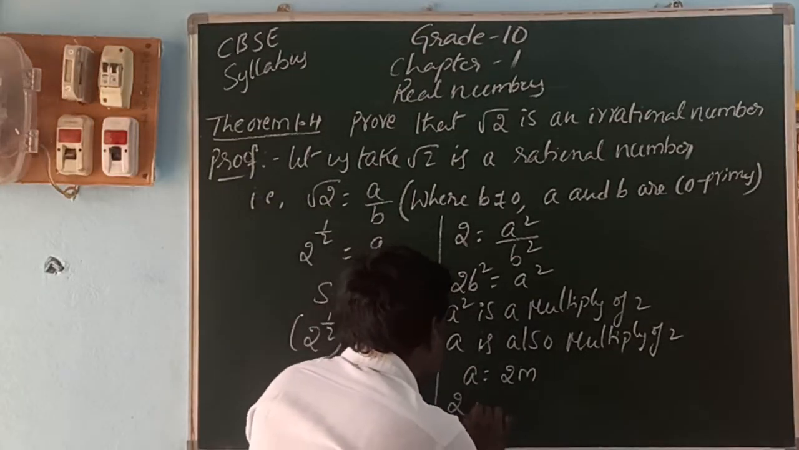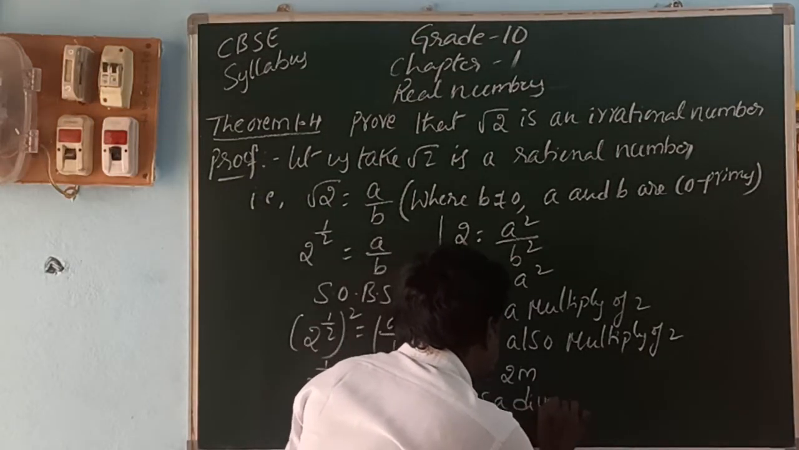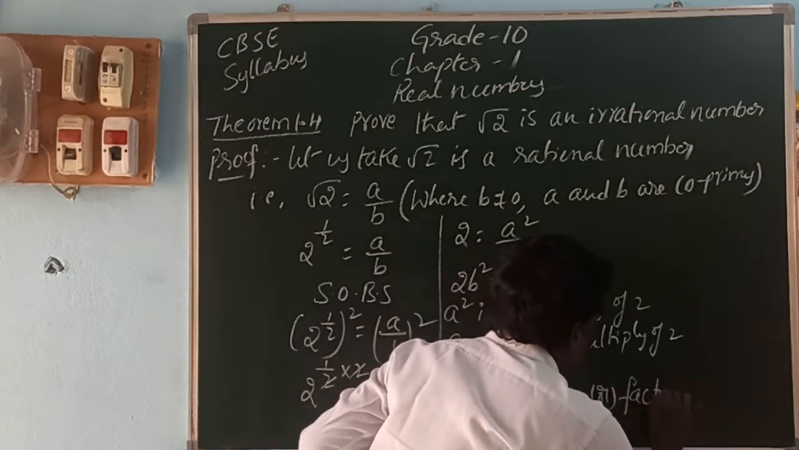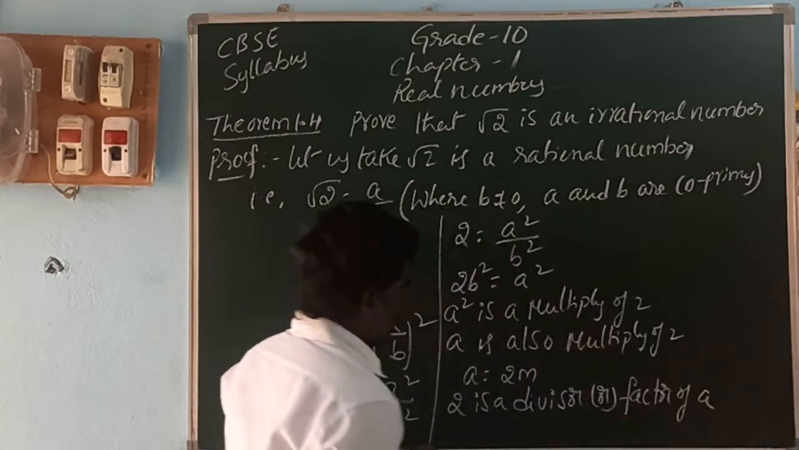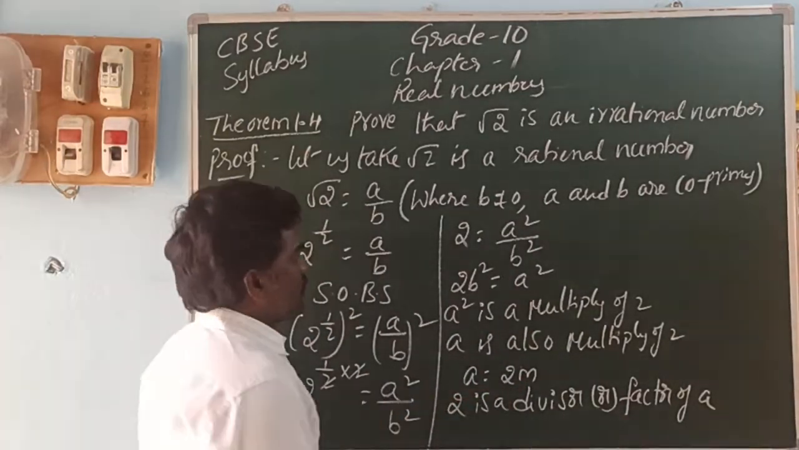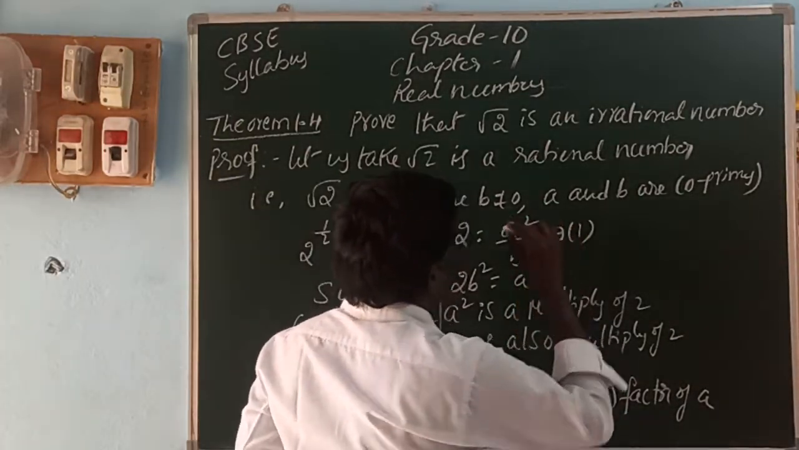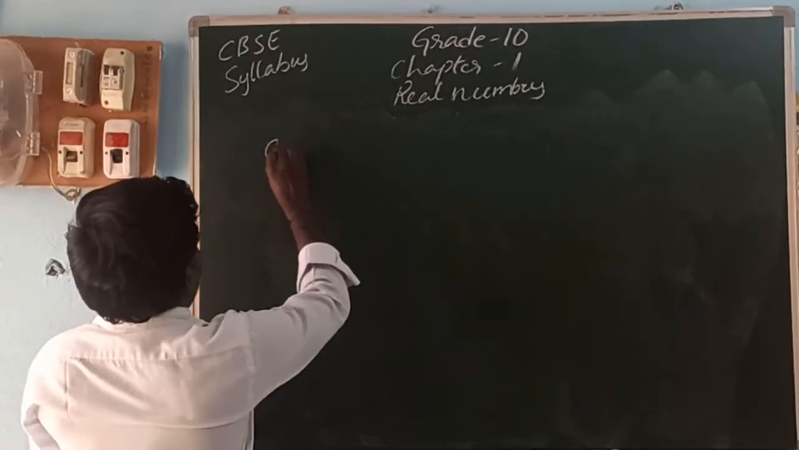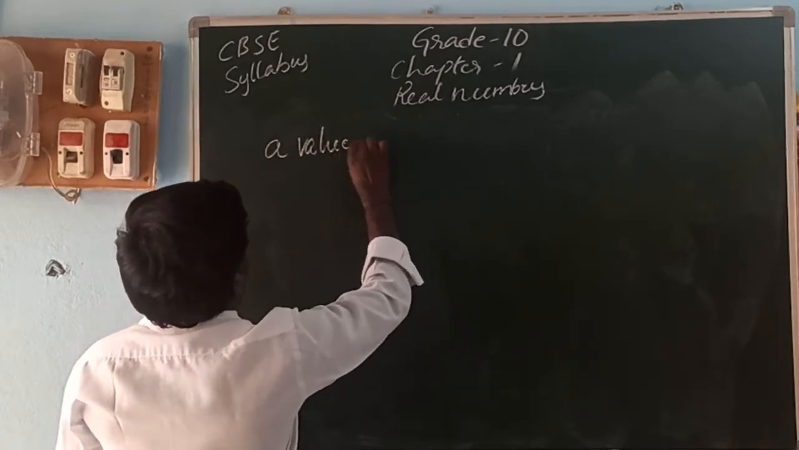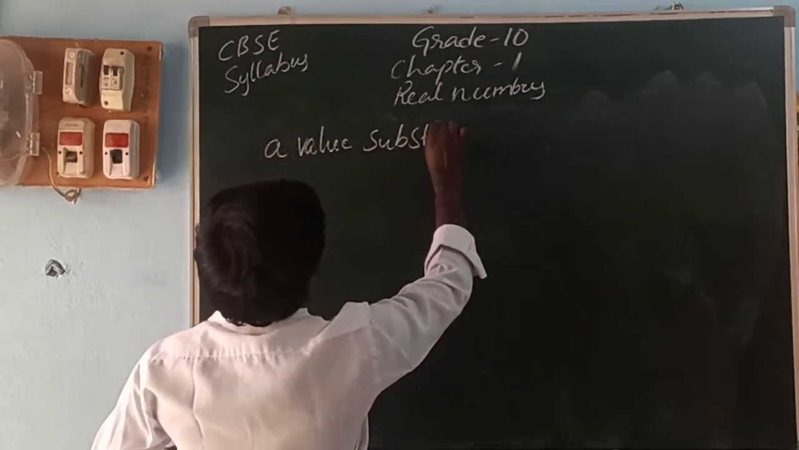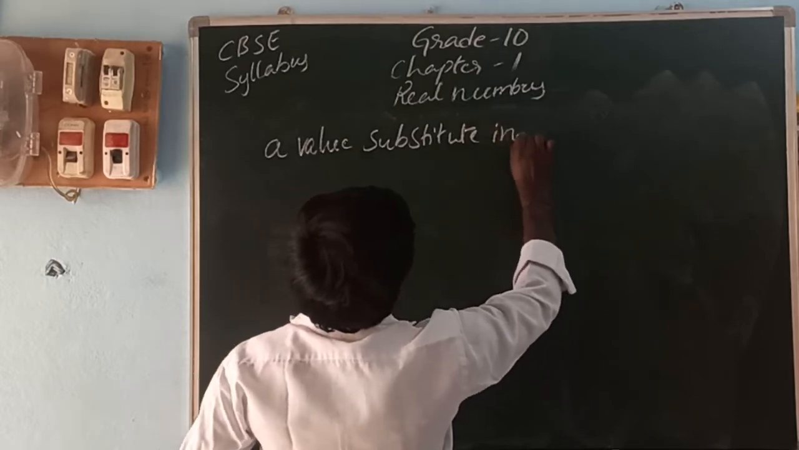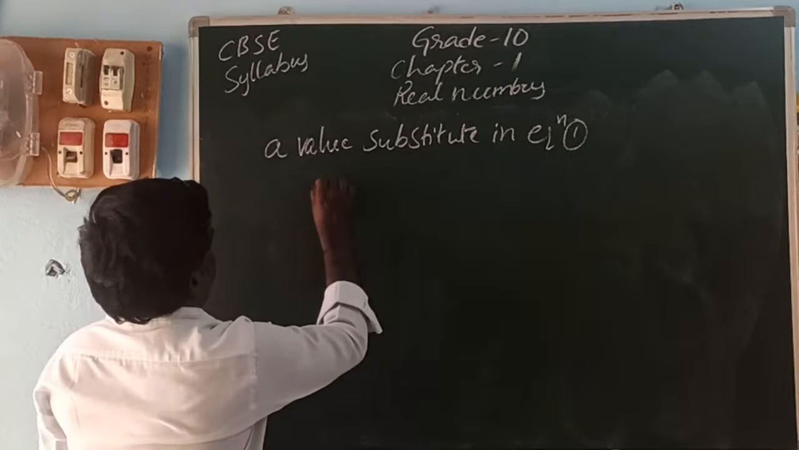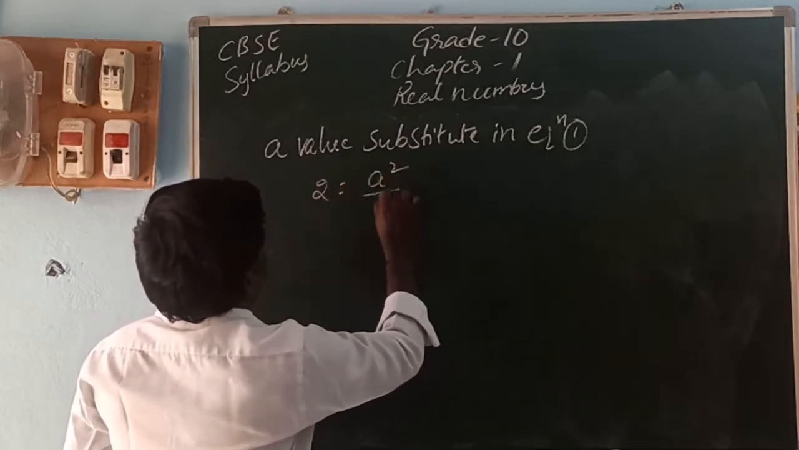So that is here 2 is a divisor or factor of a. So here the a value is how much? 2m. So this a value you can substitute in equation 1. So here what is equation 1? 2 is equal to a square by b square.